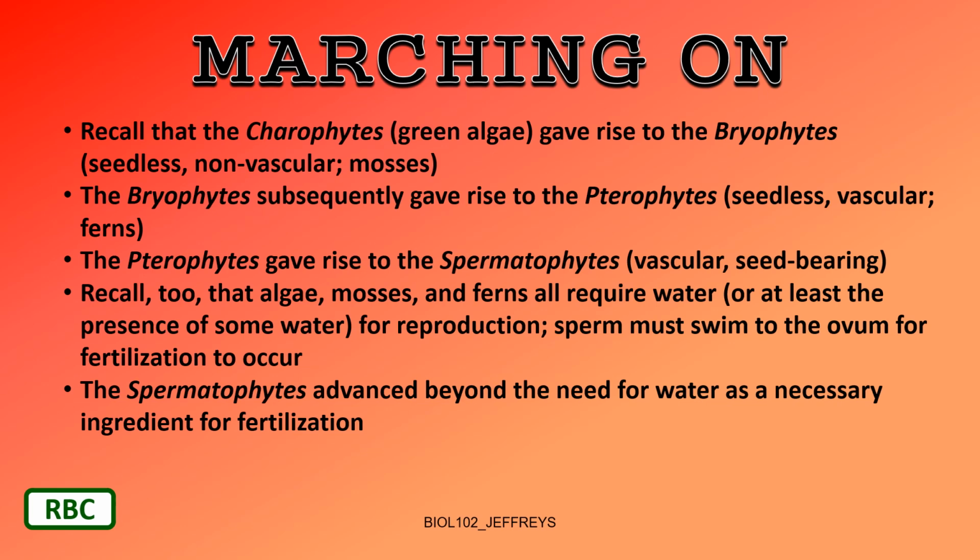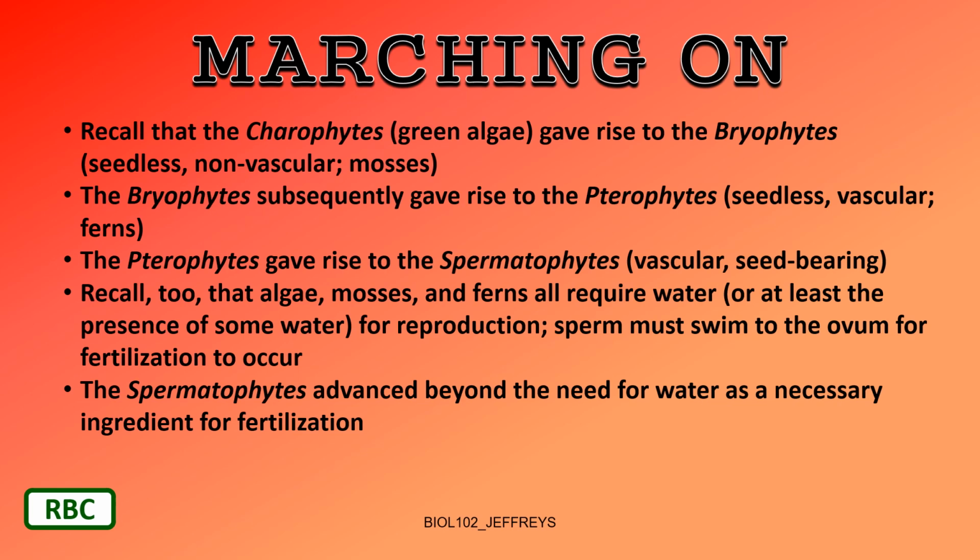Okay, so just a brief review. Recall that charophytes and green algae gave rise to the bryophytes, the seedless non-vascular, and our example was the moss. The bryophytes gave rise to the pterophytes. Those are the seedless vascular plants. We looked at the ferns. The pterophytes gave rise to the spermatophytes. Now, that's what we're talking about in this chapter, the vascular seed-bearing plants.